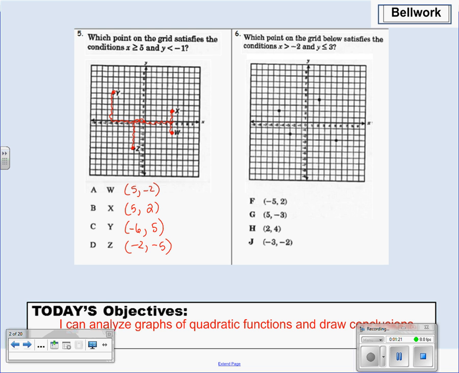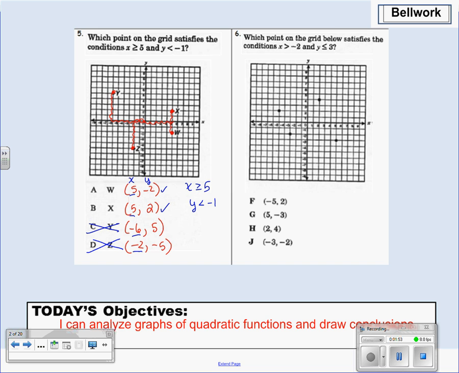So now we're going to see which one of these points meet the conditions that are given where x is greater than or equal to 5 and y is less than -1. So our x coordinate is the first number, y coordinate is the second. And A, our x is greater than or equal to 5, it's equal to 5, so it's okay. B, it's equal to 5, it's okay. C, x coordinate is -6, that is not greater than 5 or equal to it, so C is out. And then D, -2, is not greater than or equal to 5, so D is out.